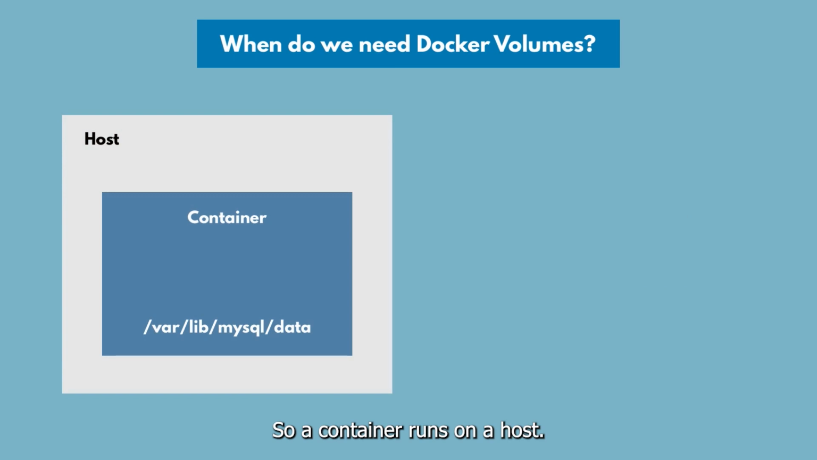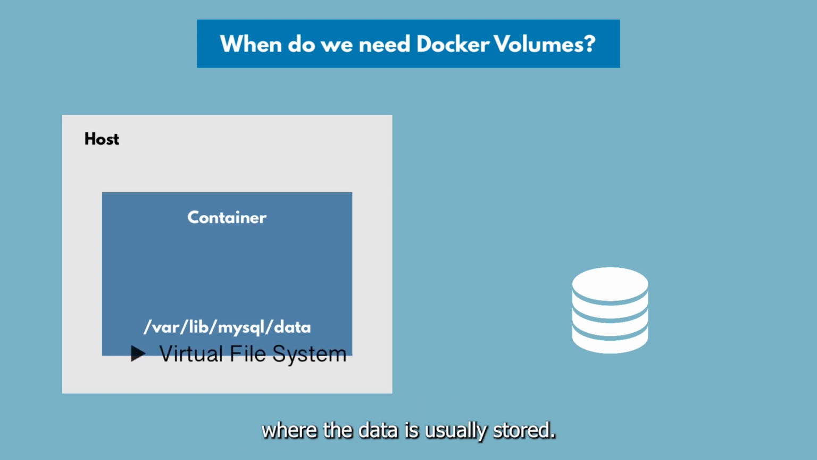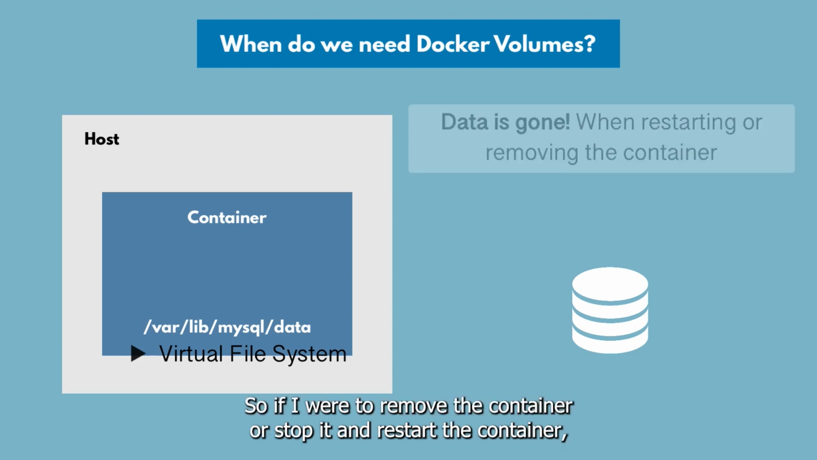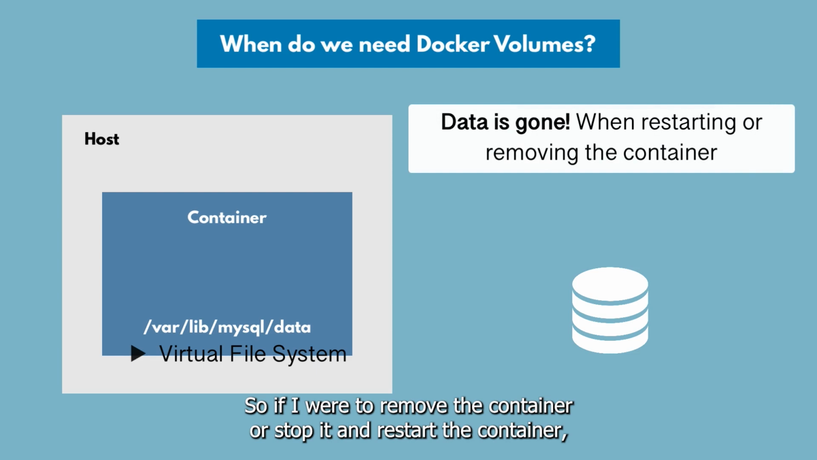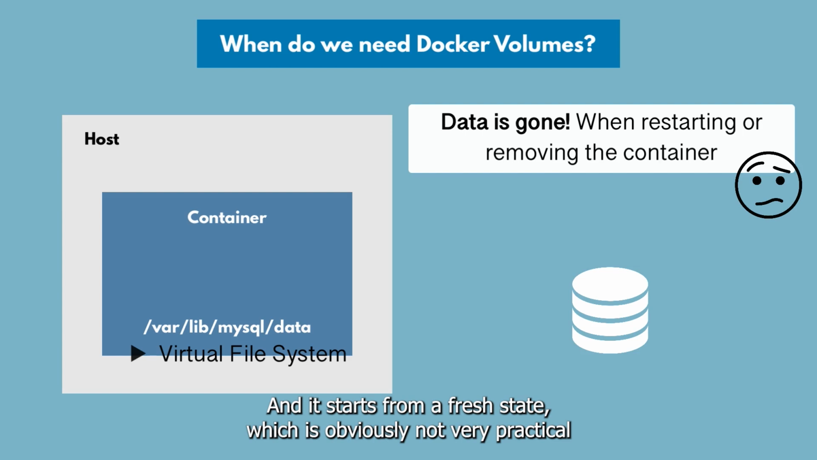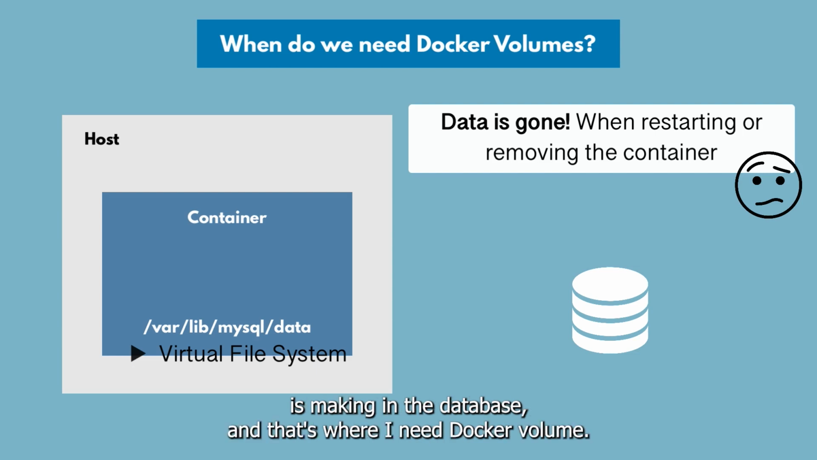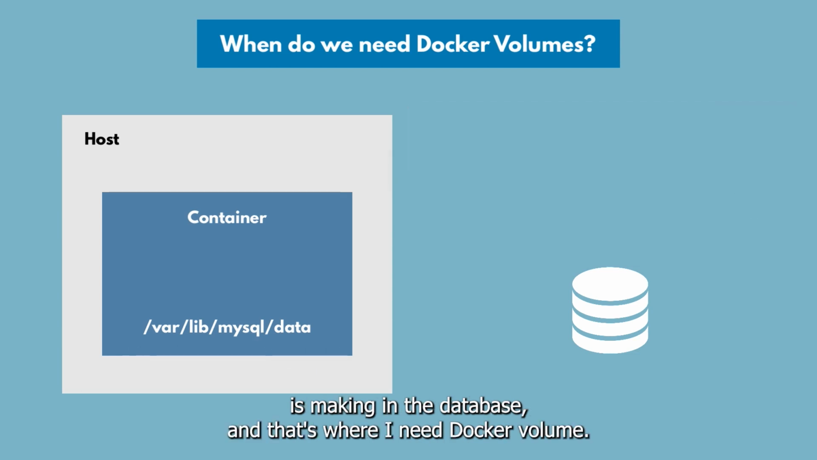A container runs on a host. Let's say we have a database container, and a container has a virtual file system where the data is usually stored. But here there is no persistence. So if I were to remove the container or stop it and restart the container, then the data in this virtual file system is gone and it starts from a fresh state, which is obviously not very practical because I want to save the changes that my application is making in the database. And that's where I need Docker volumes.